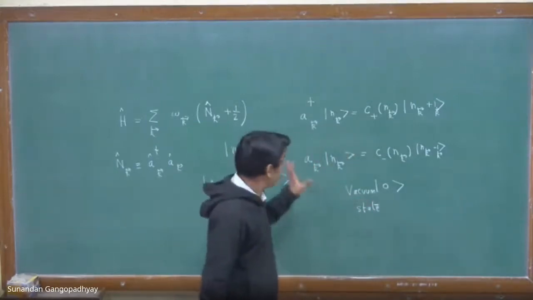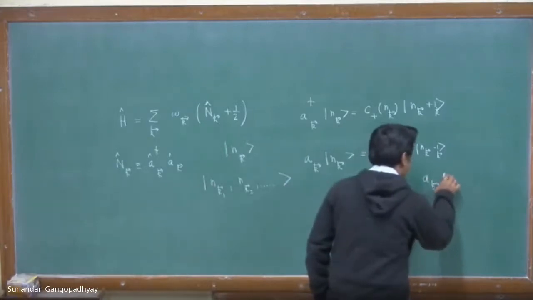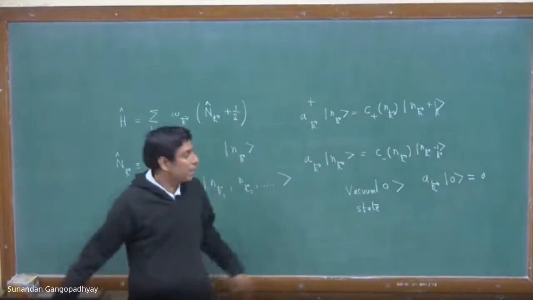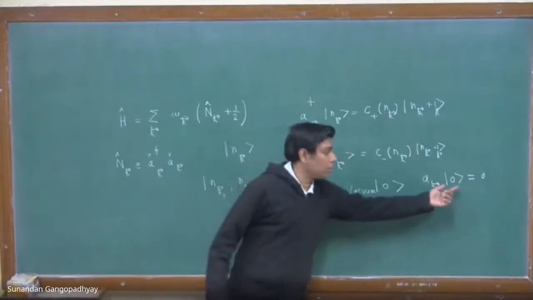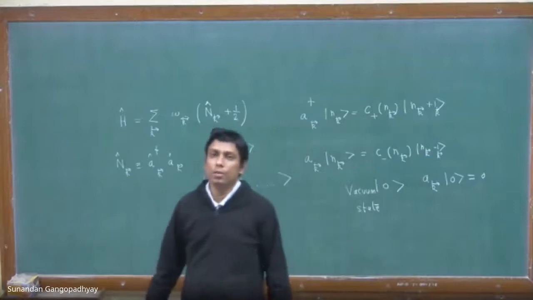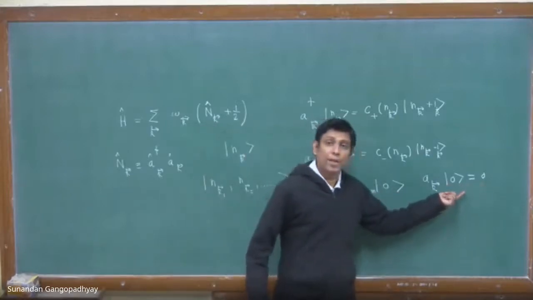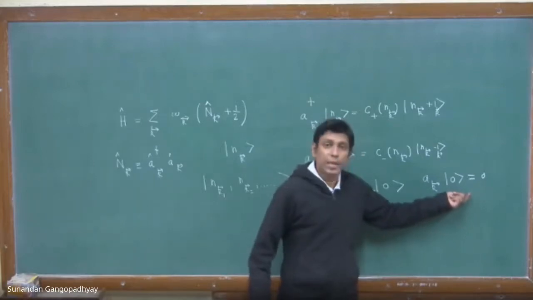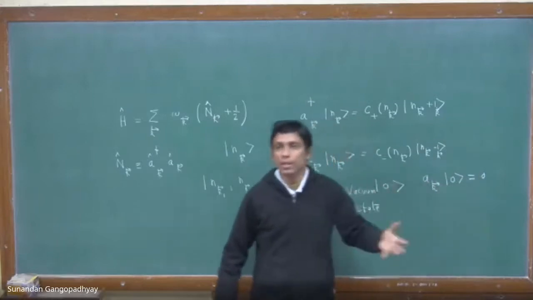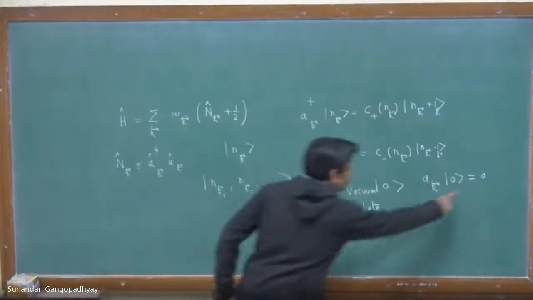You act with the annihilation operator once more. So again, the vacuum state by definition is something. You act with the annihilation operator on the vacuum state once more, and it will just annihilate the vacuum, and you will get a 0. And there is a difference between this 0 and this 0. This is a vacuum state. It denotes a state with no particles. But this is not a vacuum state. This is just 0. There is nothing. There is a difference between this state 0 and this 0.